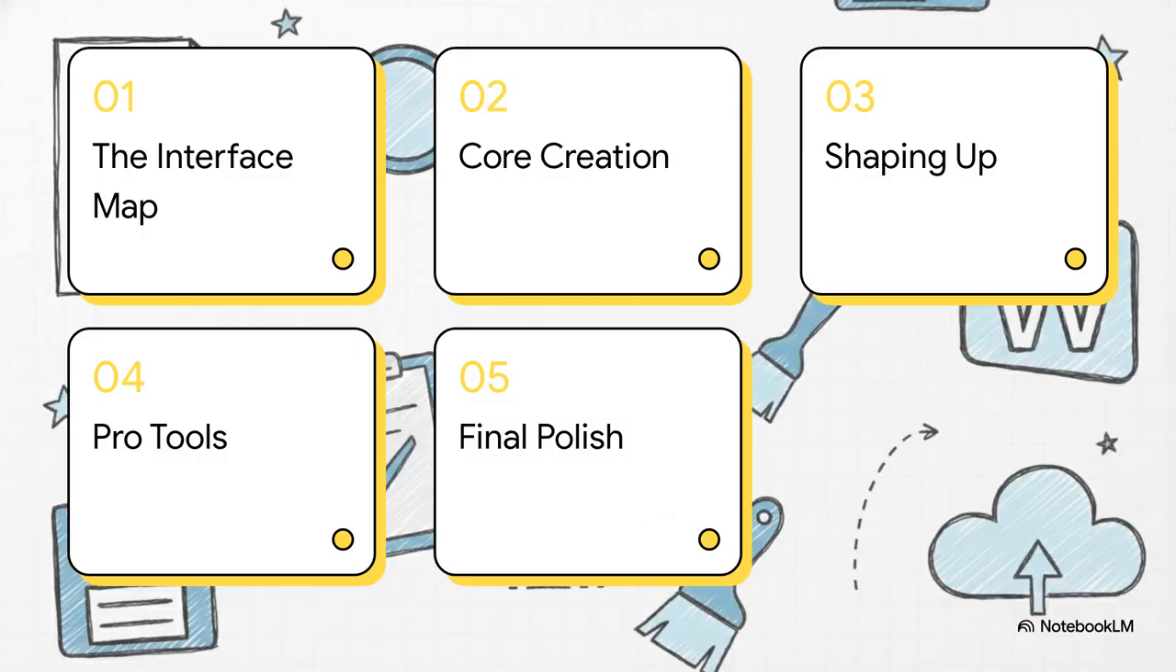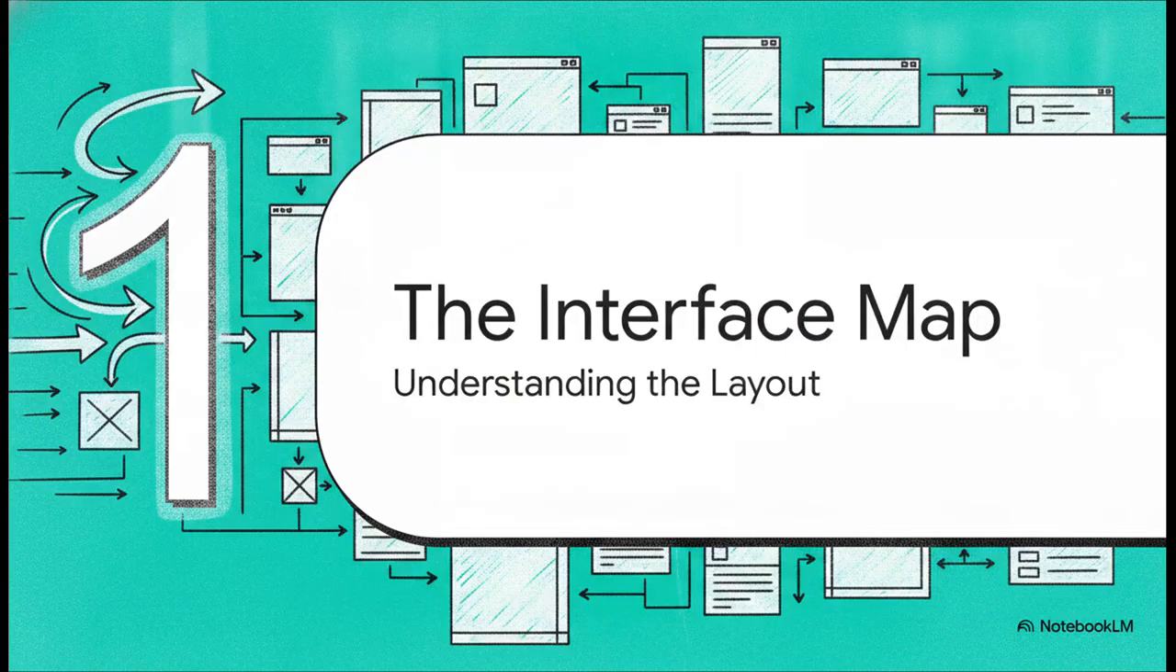And here is our agenda. It's actually built just like our very own Word ribbon, serving as a map for today's tour through the software's different neighborhoods. We'll hit 1. The interface map, 2. Core creation, 3. Shaping up, 4. Pro tools, and finally, 5. Final polish.